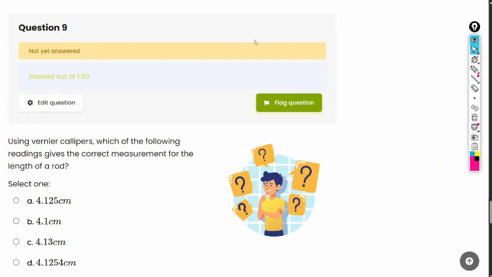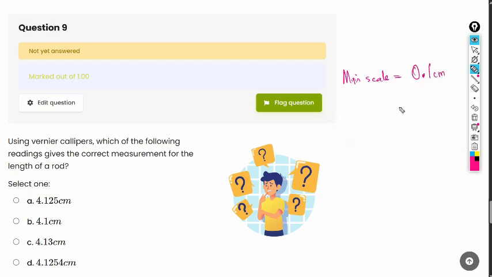Question 9 says, using vernier caliper, which of the following readings give the correct measurement of the length of a rod? Your vernier caliper's main scale would give you your reading to the nearest millimeter, right? It's like your ruler. That's 0.1 of a centimeter. So since it's in cm, my main scale is going to be 0.1 cm accuracy.